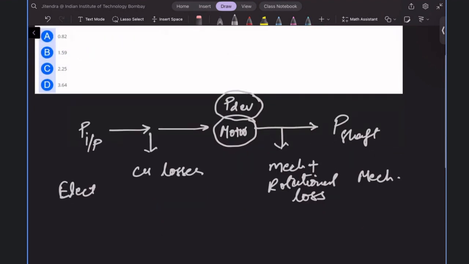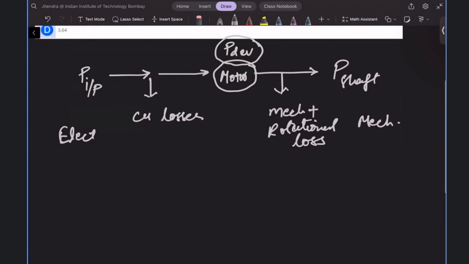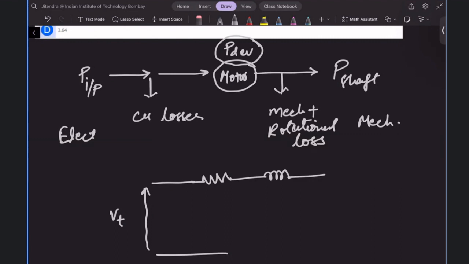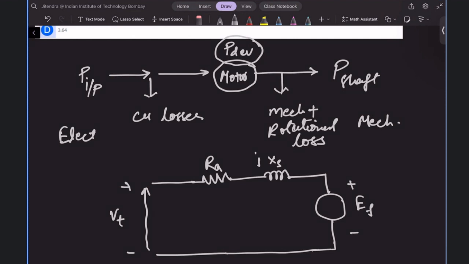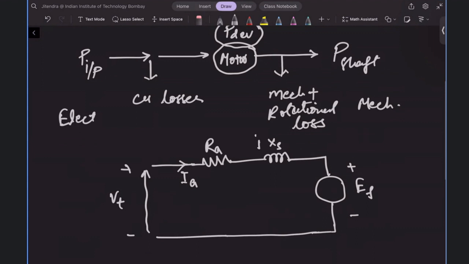Okay, fine. So let us draw an equivalent circuit as well. So you have your terminal voltage as a supply, right? You will have a certain armature resistance and winding inductance, the synchronous reactance, right? And armature resistance. And here you will have the induced EMF, right? And armature current will flow in the circuit. Till now, I hope it is fine, right?